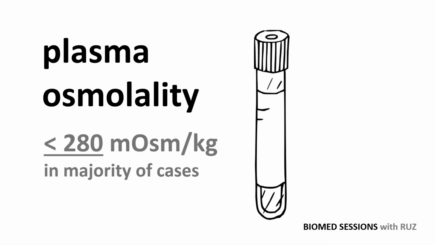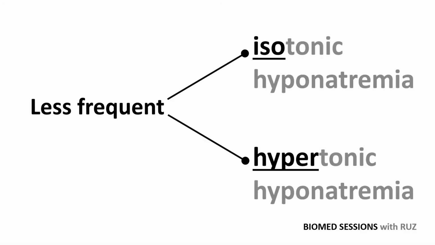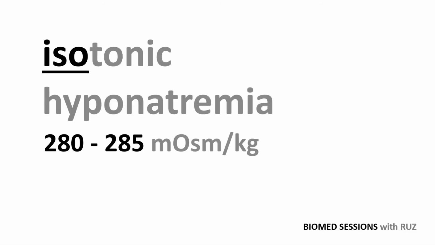Step 1. Look at plasma osmolality to differentiate between true hyponatremia and other types. As mentioned previously, in most cases of hyponatremia, there is also low plasma osmolality. This is referred to as hypotonic hyponatremia, although many people call this true hyponatremia. The less frequently occurring types of hyponatremia are isotonic and hypertonic. Isotonic hyponatremia is where there is a normal plasma osmolality.